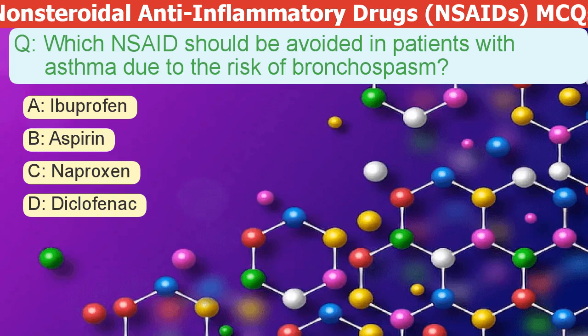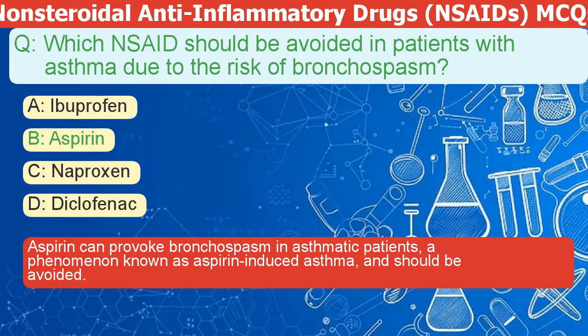Which NSAID should be avoided in patients with asthma due to the risk of bronchospasm? A. Ibuprofen. B. Aspirin. C. Naproxen. D. Diclofenac. The correct answer is B. Aspirin can provoke bronchospasm in asthmatic patients, a phenomenon known as aspirin-induced asthma, and should be avoided.